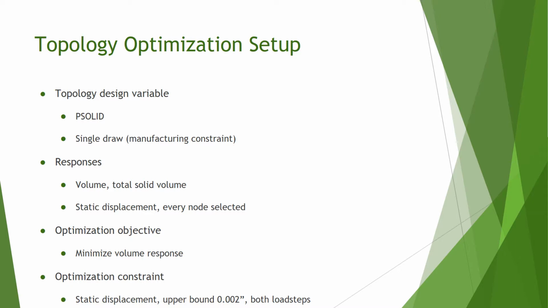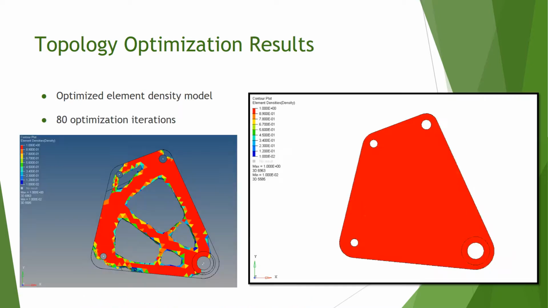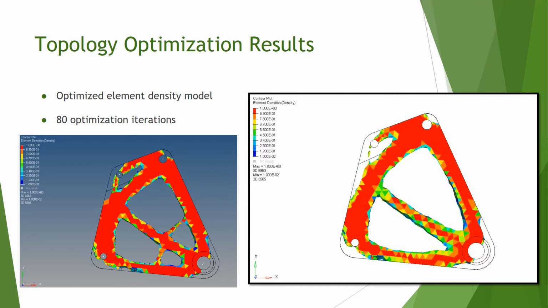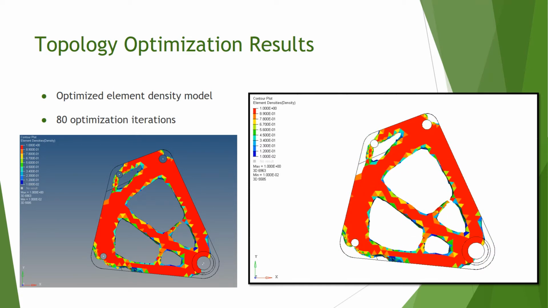A final optimization constraint is defined for the static displacement response. An upper bound of 0.02 of an inch is chosen for both load steps. Shown here is the optimized element density model of the rocker. The video shows all 80 iterations before it converged to the current state.